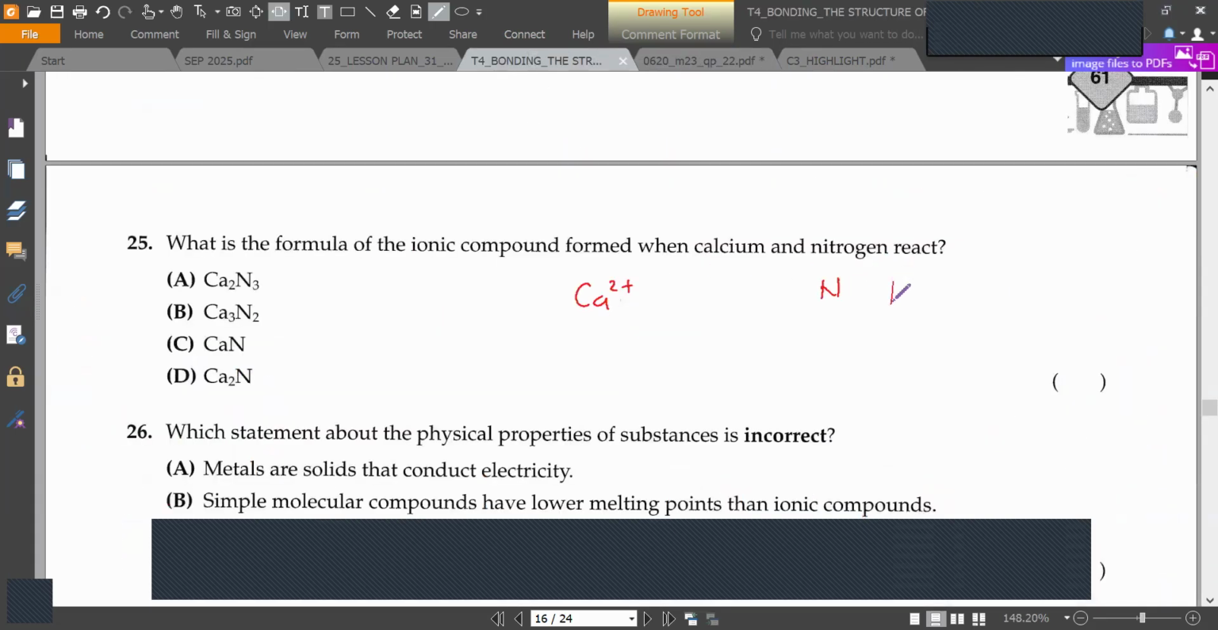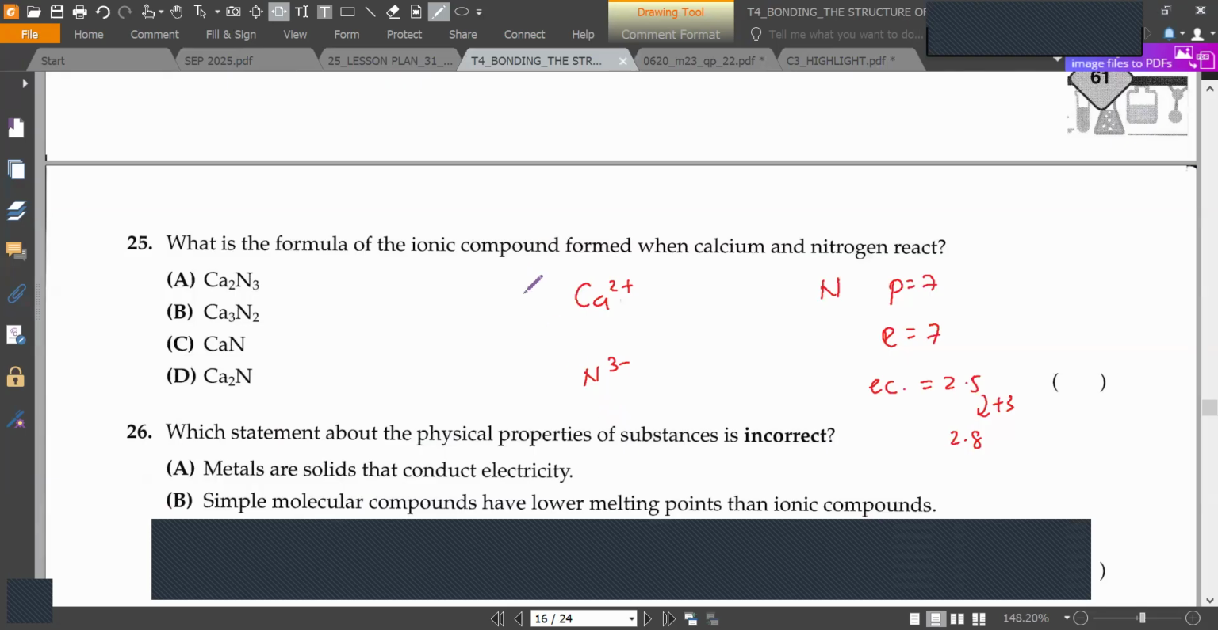Nitrogen has 7 protons, 7 electrons, electron configuration 2, 5. 2, 5 means it needs to gain 3 electrons to get to 2, 8. So it needs to gain 3 electrons, which means it will form a 3- ion.